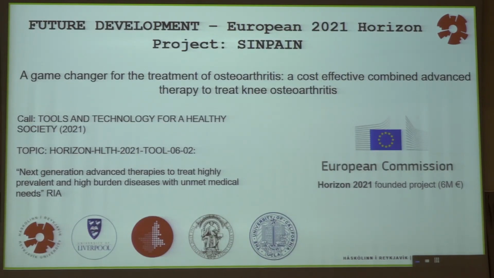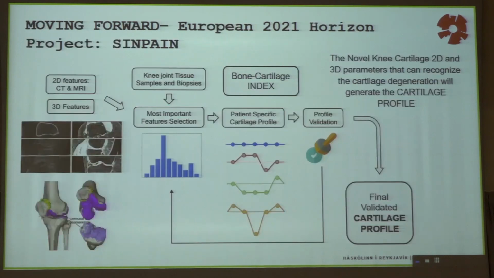The natural evolution and use of our database is going into this new European project we are involved in, called StimPain, a game changer for the treatment of osteoarthritis, a cost-effective combined advanced therapy to treat knee osteoarthritis. This is a step forward for the patient-specific index and cartilage profile. So we are going to use all the data that we extracted from the 2D and 3D analysis of these 47 patients.